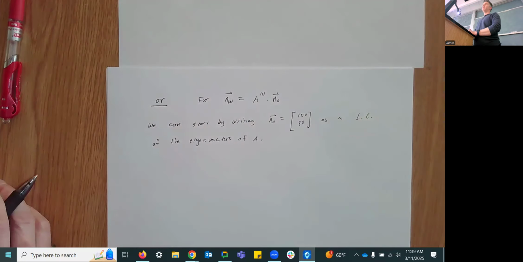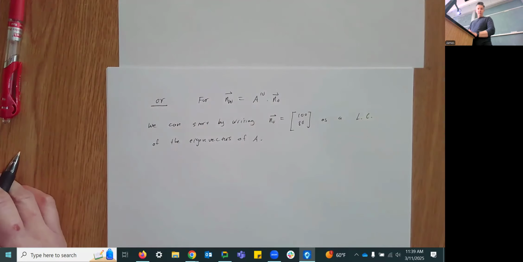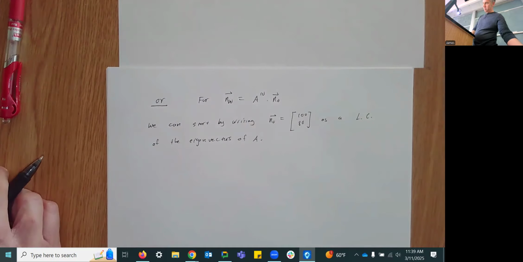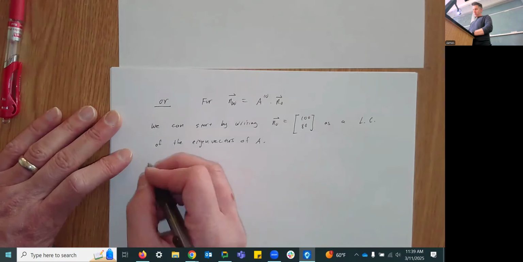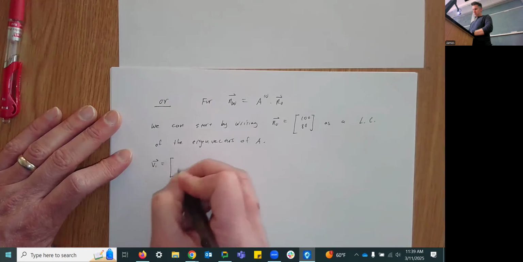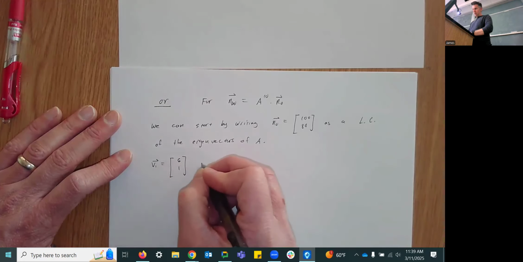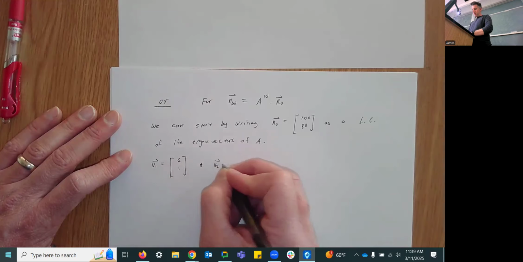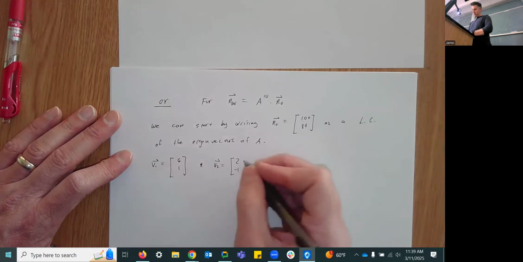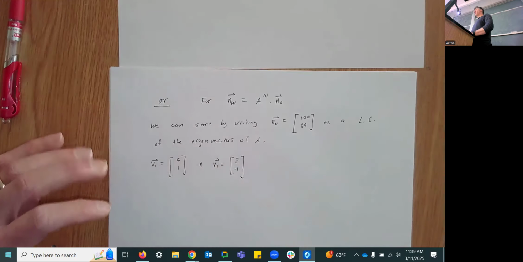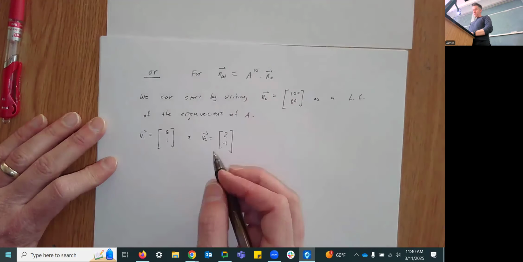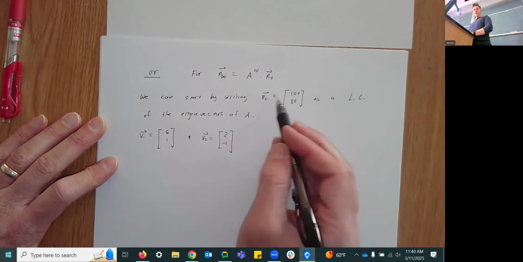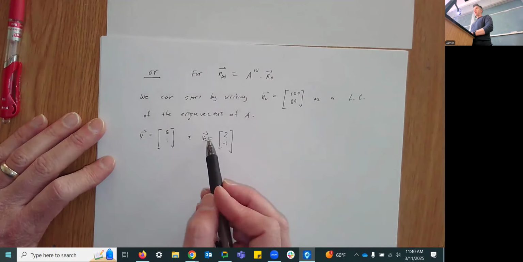Which is kind of a pain in the butt, but we're going to do it. So the eigenvectors of A, they disappeared on me. They're right there. So our eigenvectors were 6, 1, and 2, -1. Okay, this part is also, I mean, it's all gross. Sorry, it's all gross. It's just gross. It's going to be gross.